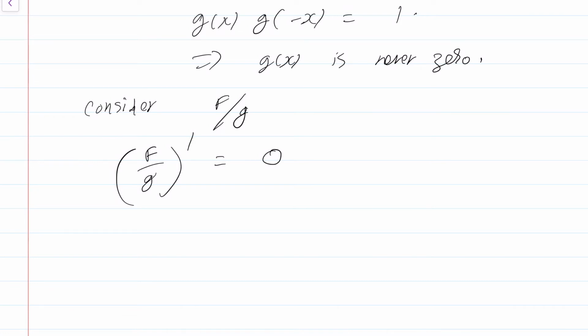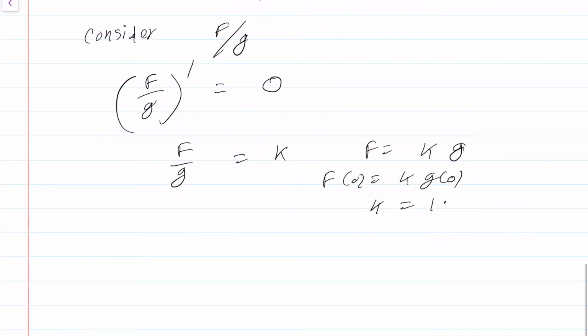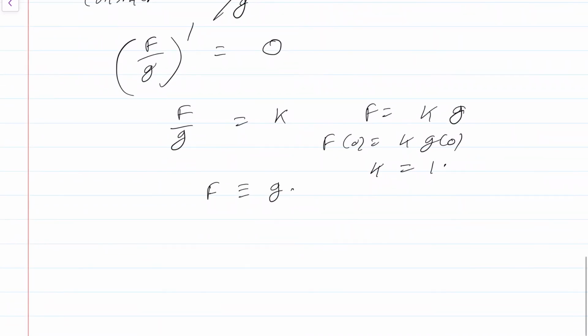So what this shows is that f by g is some constant k. So f is actually k times g. Now that means f of 0 is k times g of 0, or in other words, k is equal to 1. So we have shown that f is identically equal to g. So uniqueness is established.